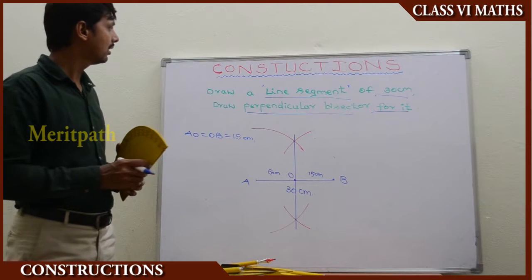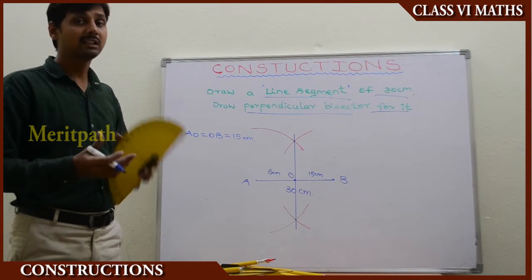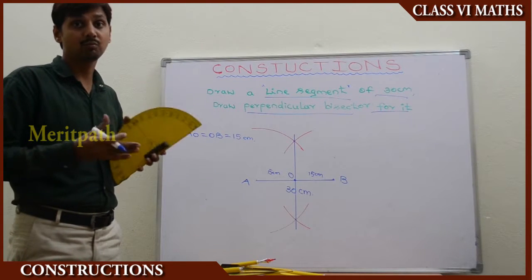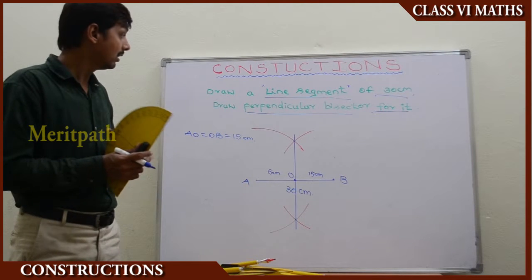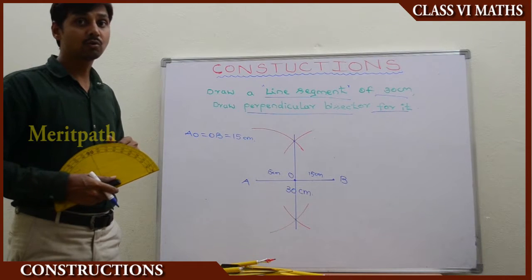So what we understood is the perpendicular bisector: it means nothing but that the segment is divided into 2 equal parts and also makes 90 degrees with the base which we have divided. So this is the concept. Let's go to the next concept.